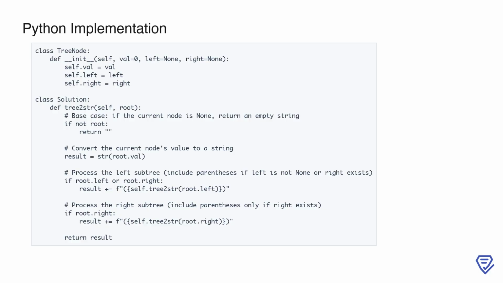This approach ensures that the tree is traversed in pre-order fashion and that the output string adheres to the specified rules. The code handles all edge cases, including nodes with only one child, and ensures optimal recursion.